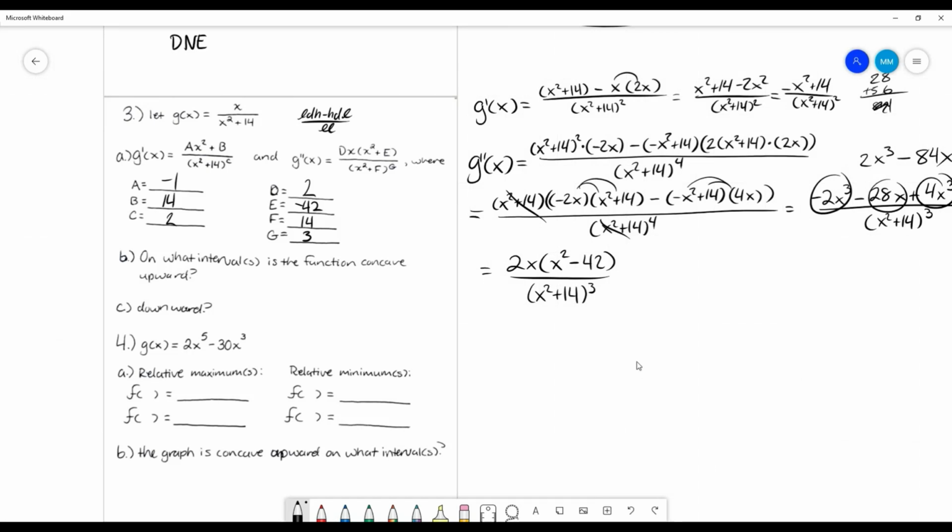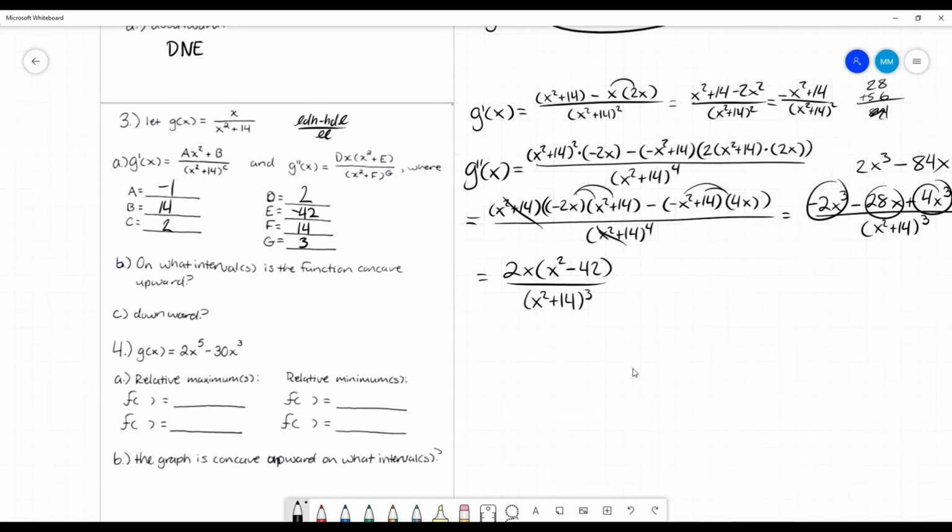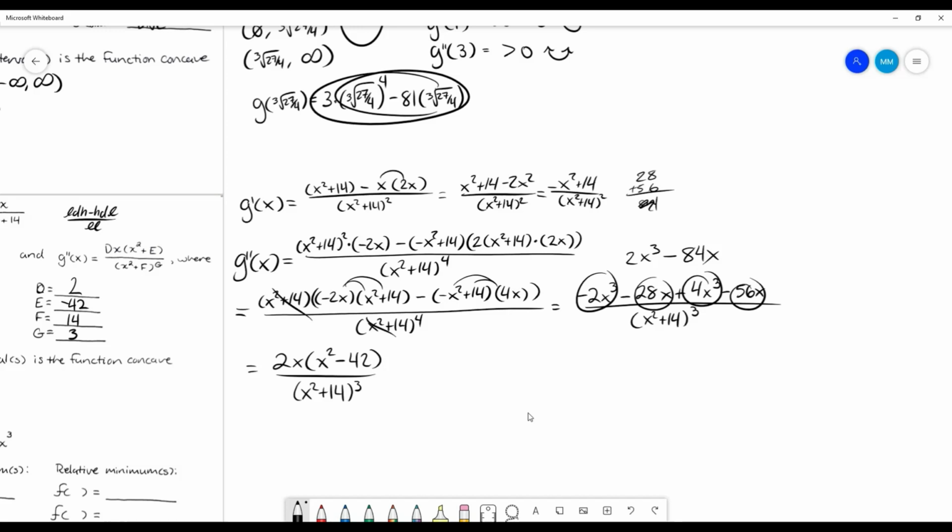Now that we have our derivative and our second derivative, we want to know on what intervals is the function concave upward and downward. So I want that first derivative to equal 0. Remember, it just matters for the numerator, sorry. So this equals 0, x squared equals 14. So we have critical points at x is plus or minus the square root of 14.